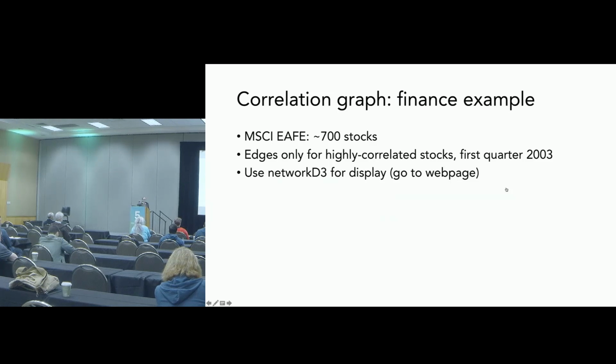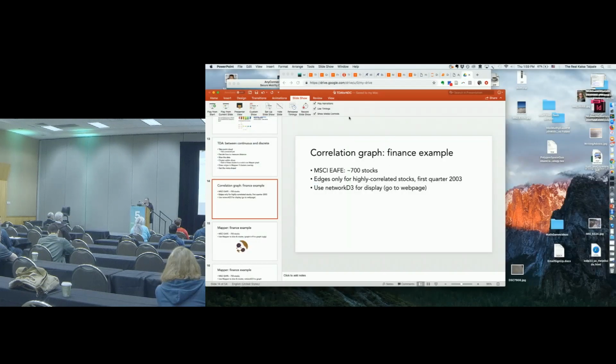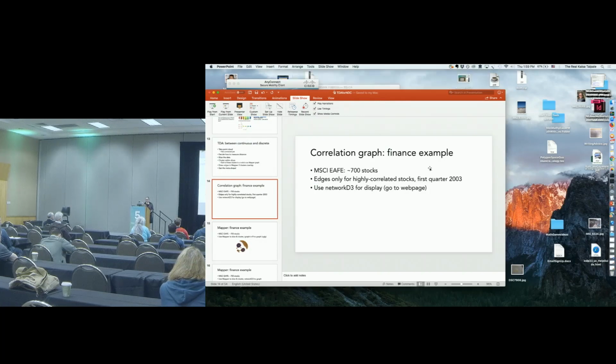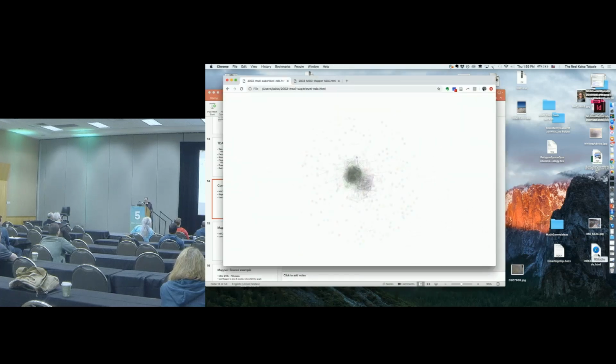So let's see. I was looking recently at the MSCI EAFE, an index of about 700 stocks from Europe, Asia, and the Far East. Somehow I can't get HTML to embed in PowerPoint. If you look at these 700 stocks, you can look at the correlations between their returns and make a graph. I will draw edges only between stocks that are highly correlated, moving together over time. Let's draw a graph.